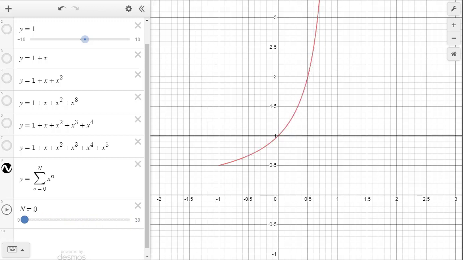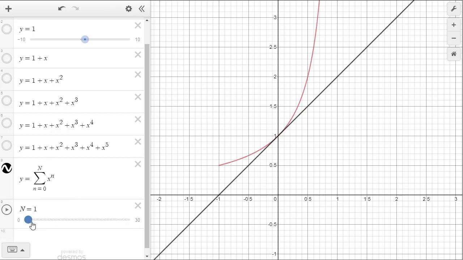Okay, that's what happens. We get closer and closer and closer to, but never exactly equal to, 1 over 1 minus x. You have to have all the infinite terms, that N has to go to infinity, in order for it to be exactly equal.